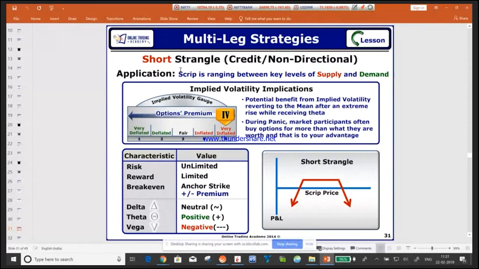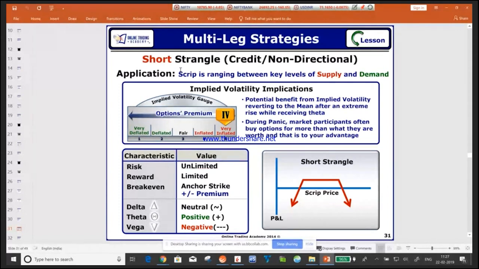Sell put. What is the bearish strategy in section 5? Sell call. When you do both these together, it is a short strangle. You sell a call, you sell a put. That is a short strangle. Sell call above supply, sell put below demand. That means you're combining both the bullish and bearish section 5 strategies together and forming a short strangle. You're strangling the price between those two regions of supply and demand.